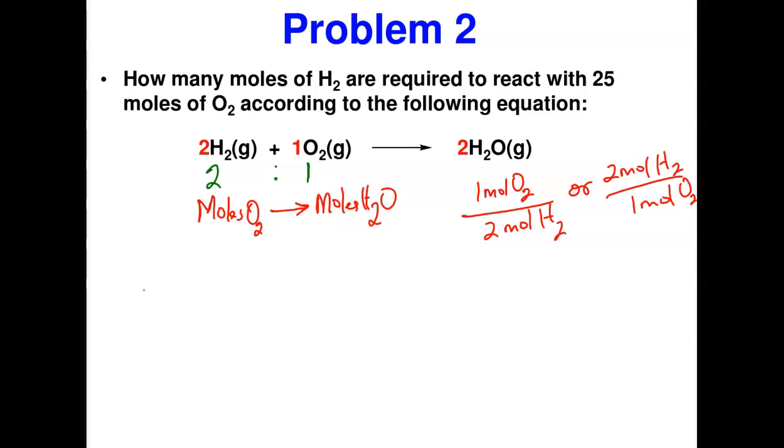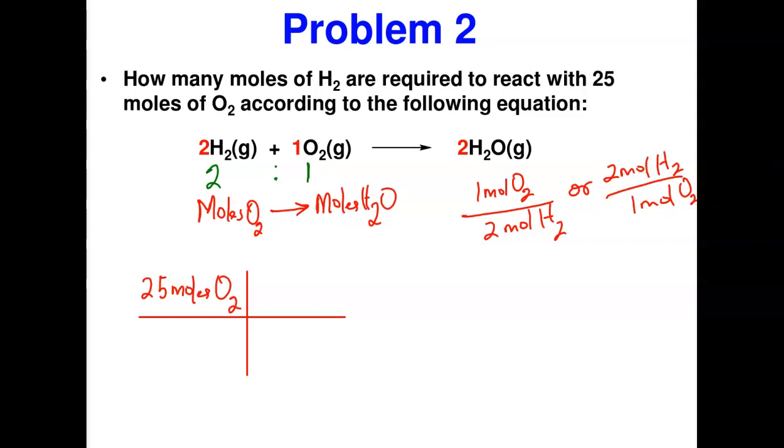Again, I start. So I'm going to have 25 moles of oxygen. I'm going to draw a line as usual. Now, which one am I going to use? Again, let me circle the one I'm using. It's the one where hydrogen is on top and oxygen is below. That's what I'm going to use.